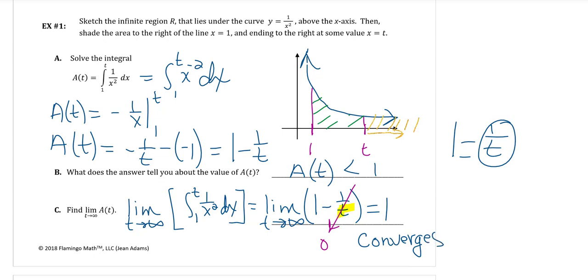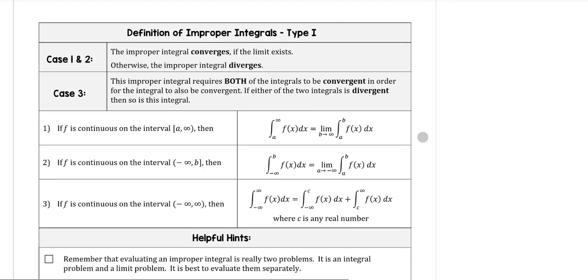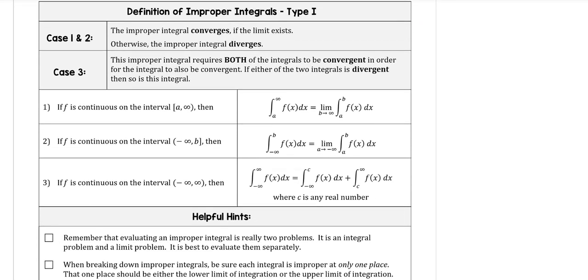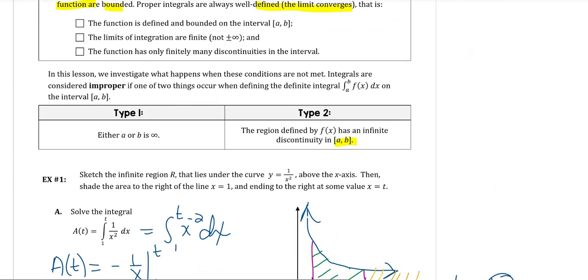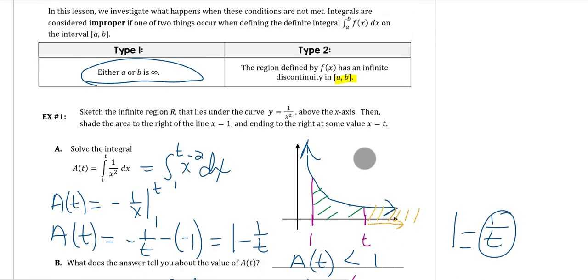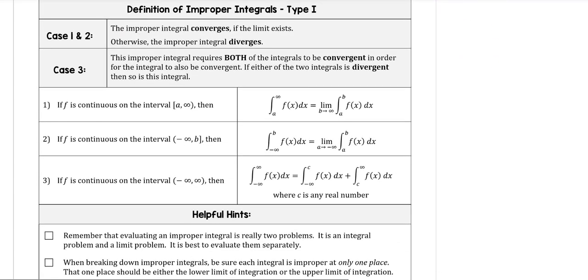So let's build on that idea. Next we're going to look at some different cases here of type 1. Type 1 is, of course, that we're only looking at one of the boundaries to be either infinity or negative infinity. So we have a couple cases of type 1. Either it converges, that means a limit exists. If it doesn't converge, if there's no limit, then it diverges. That's the first two cases.